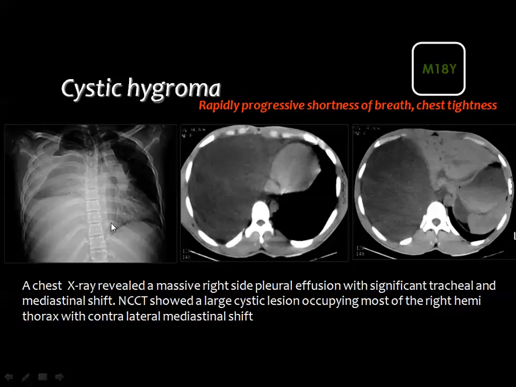And you see here in the chest X-ray, pleural effusion and some opacity in the right lung. But on the CT scan, you see a cystic lesion with clear water density occupying most of the right hemithorax, displacing the heart to the opposite side. And this was proved to be a cystic hygroma.